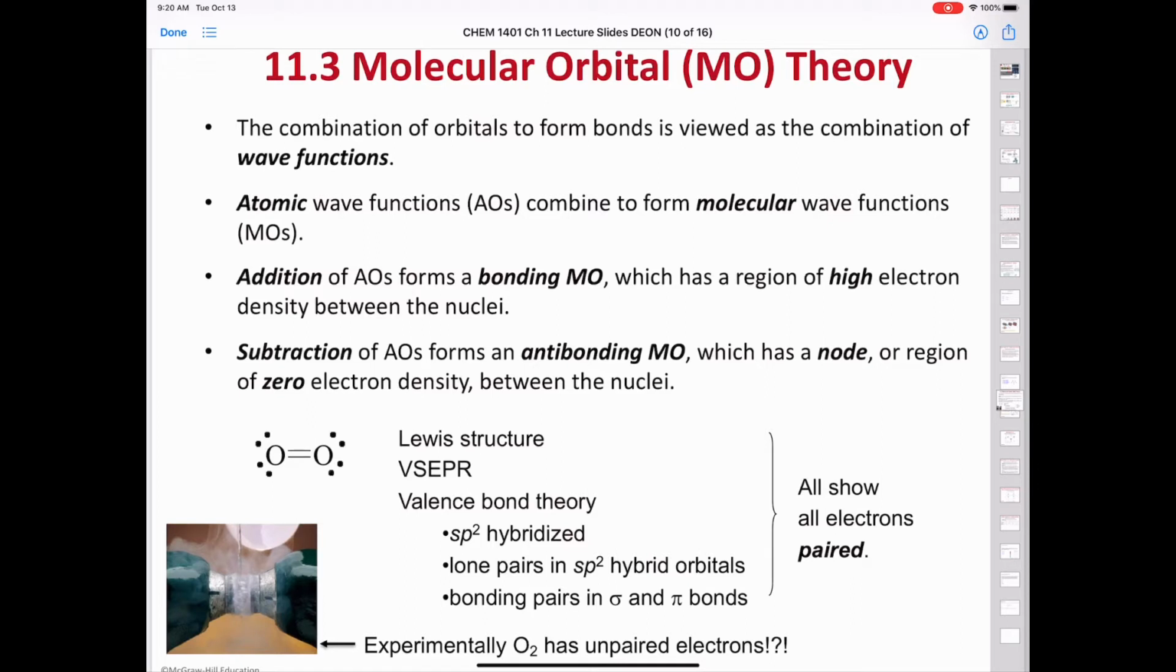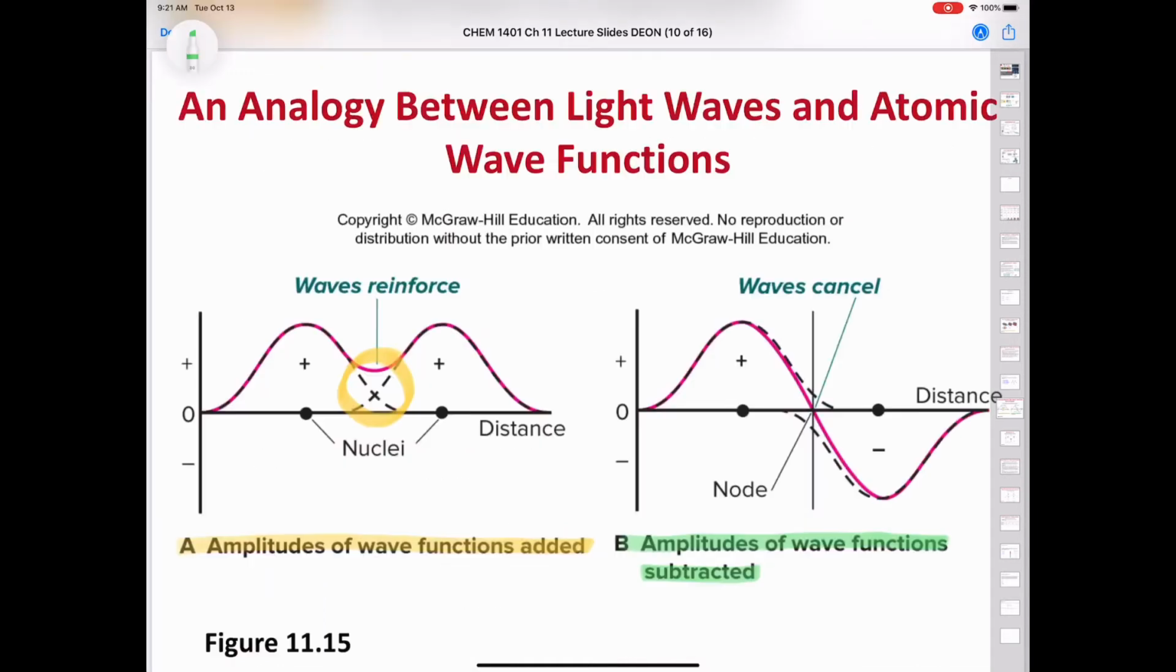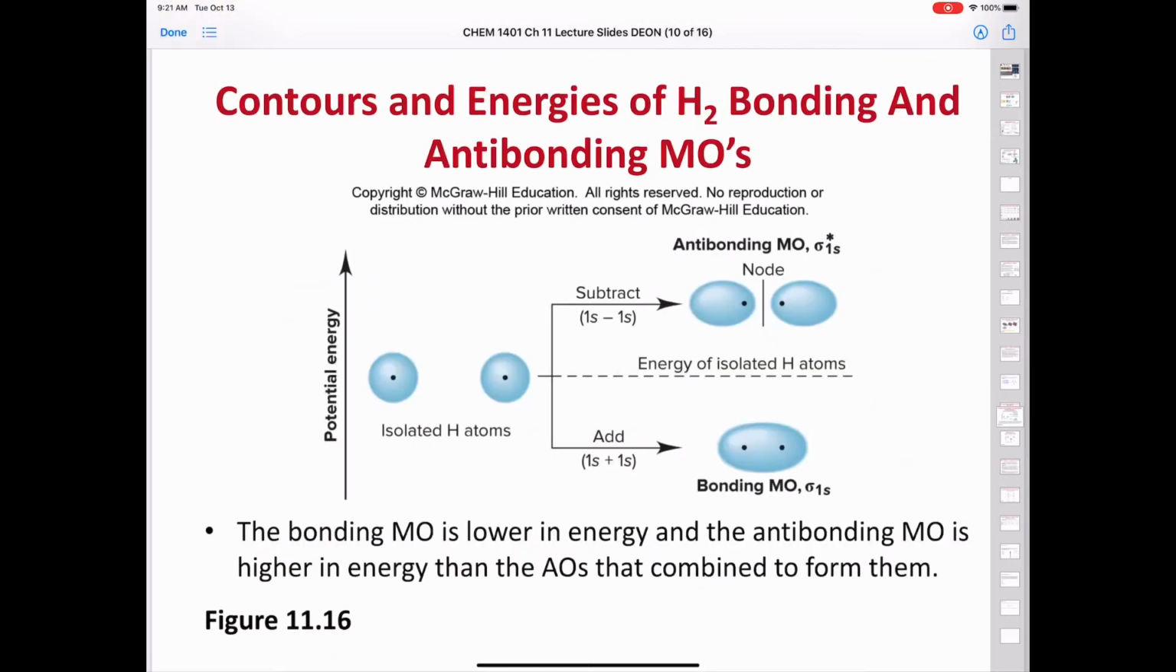This combination forms an antibonding MO, or antibonding molecular orbital, which has a node, a region of 0 electron density between the nuclei. Subtractive overlap is analogous to light waves canceling each other. With electron waves, the subtractive overlap means the probability that the electrons lie between the nuclei decreases to 0. If we combine two hydrogen atoms to make an H2 molecule, there are two possible combinations for the hydrogen atoms. We can either add them together to form a bonding molecular orbital where there's more electron density between the nuclei, or we can subtract them to form an antibonding molecular orbital where there's less electron density between the nuclei.